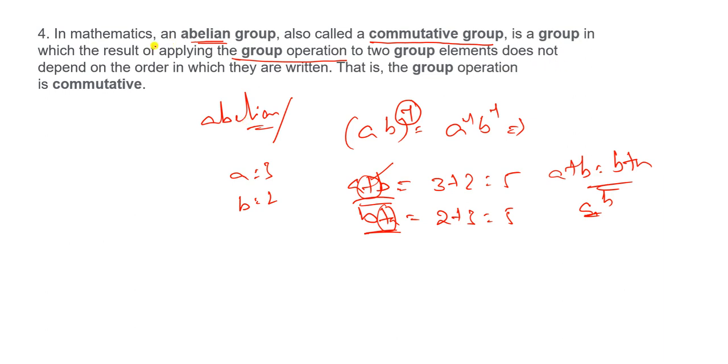It is a group in which the result of applying the group operation to two group elements, how many elements are there? Two group elements, after applying the operation, it does not depend on the order in which they are written. So, here A plus B, no need to write A plus B again. You can change the order to B plus A. So, the answer should not change.